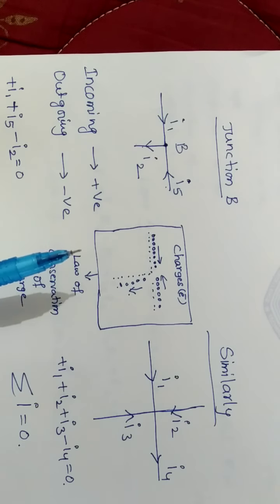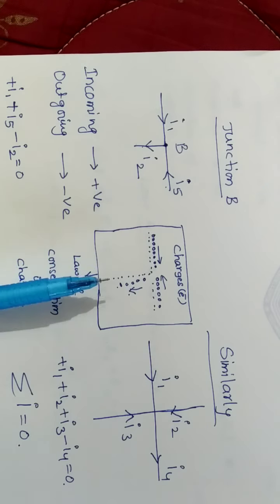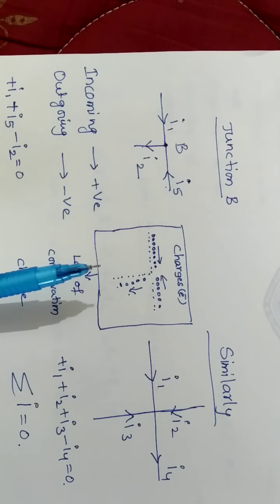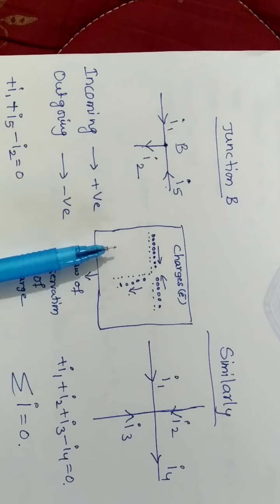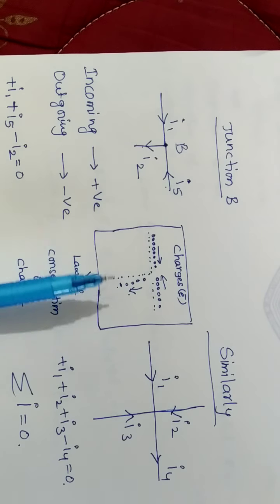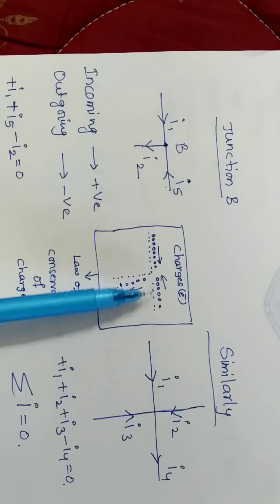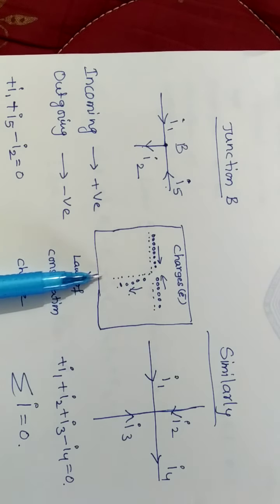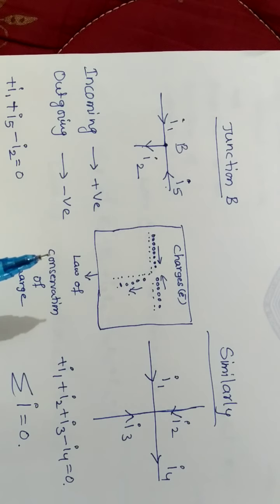Just like in chemistry, you balance the number of atoms of each element on either side of a chemical equation, the number of atoms of elements in the reactants must equal the number of atoms in the products. In a similar way, whatever charge is coming towards the junction must leave the junction. This is the law of conservation of charge. Kirchhoff's current law, or junction law, is a consequence of the law of conservation of charge.